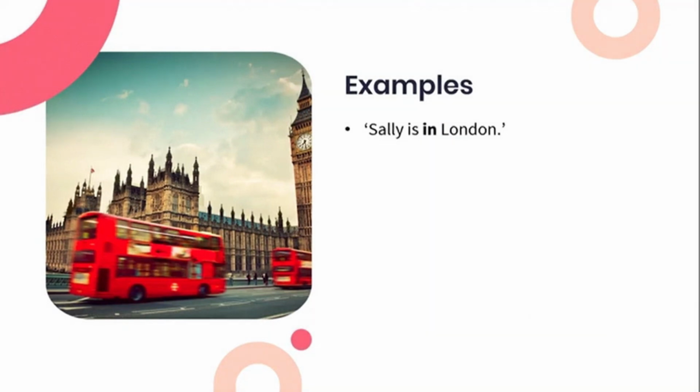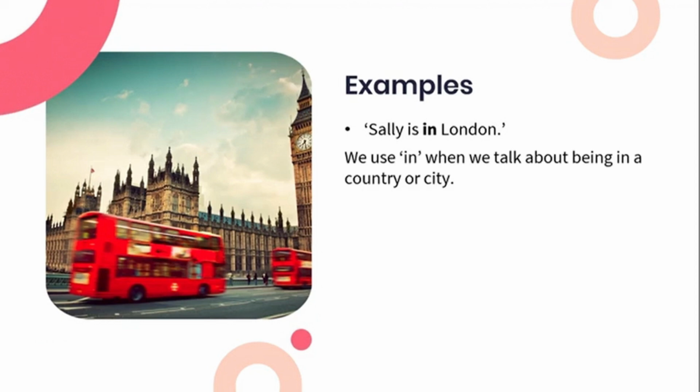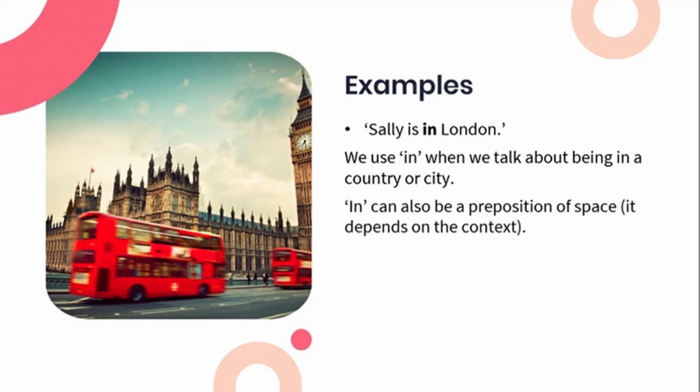Sally is in London. Now, we usually use the preposition in when we talk about someone being in a country or a city, or perhaps even a suburb. You may have noticed that in can also be used as a preposition of space when it's used to give a more detailed description. For example, you can say the keys are in the chest of drawers. So sometimes the types of prepositions overlap. This is why it's really important to view them in the context of the sentence that they are in.